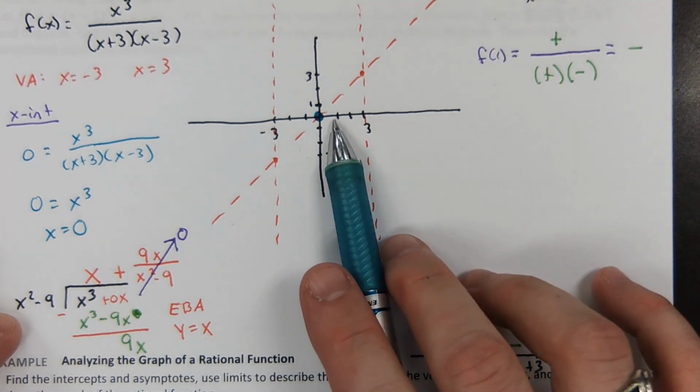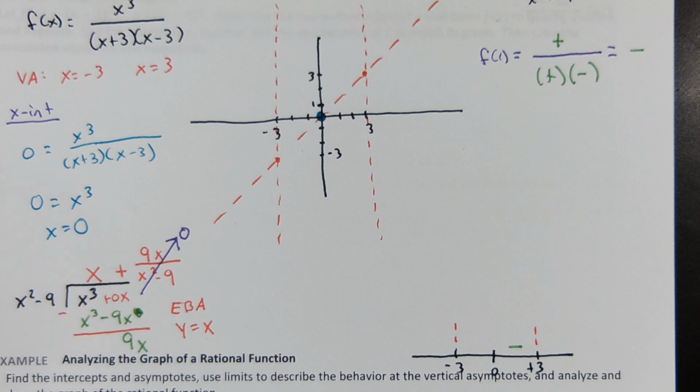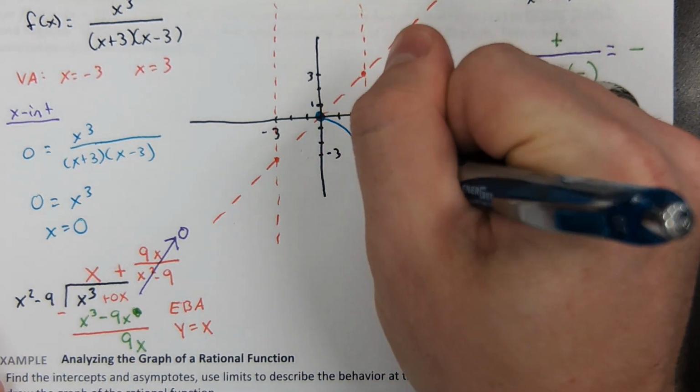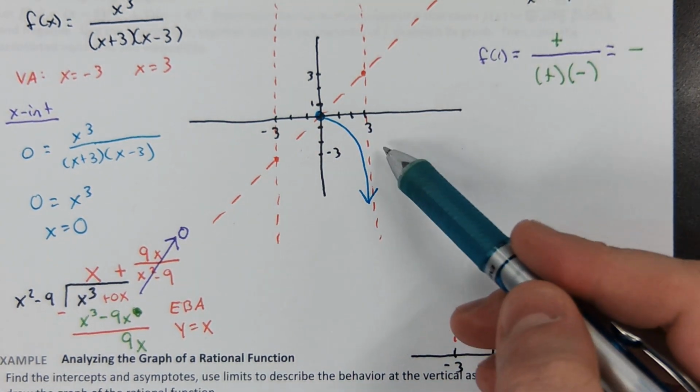The only way that I can stay below the x-axis and get infinitely close to an asymptote, because that's what asymptotes are, things you're going to get infinitely close to, is if I do this. It doesn't have a choice. It has to be under the x-axis and get infinitely close to this vertical line.